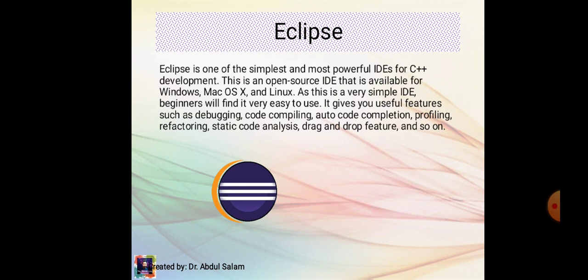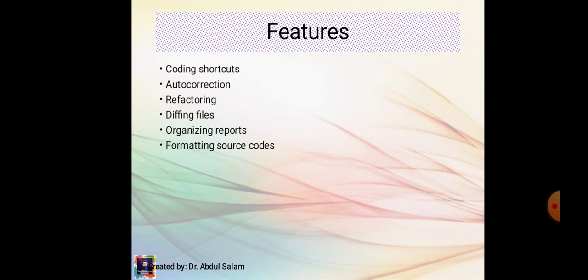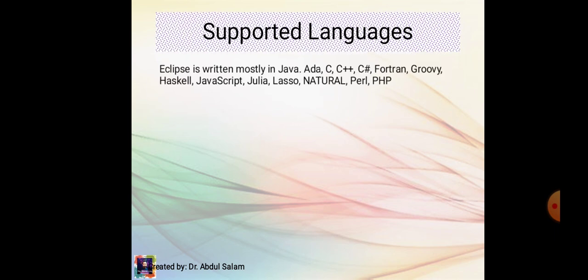It gives you useful features such as debugging, code compiling, auto code completion, profiling, refactoring, static code analysis, drag and drop features, and so on. Here are some features: code shortcuts, autocorrection, refactoring, diffing files, organizing reports, formatting source codes. Some supported languages: Eclipse is written mostly in Java, Ada, C, C++, C Sharp, Fortran, Groovy, JavaScript, Julia, PHP, Perl, and all this.